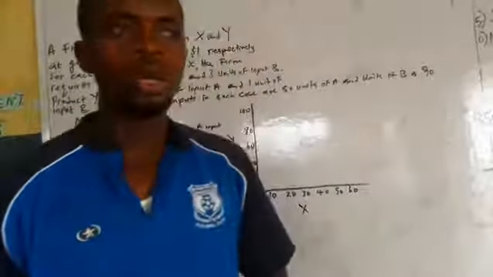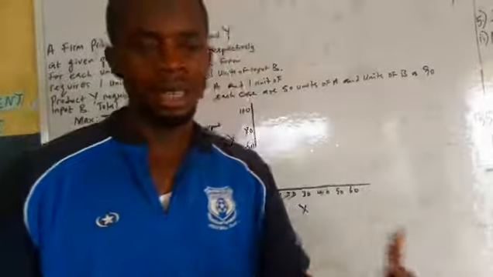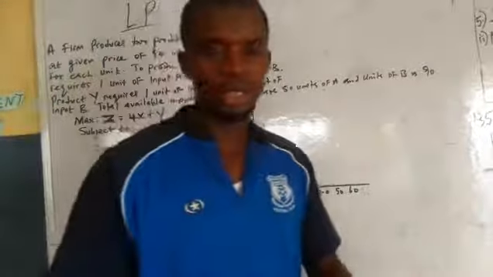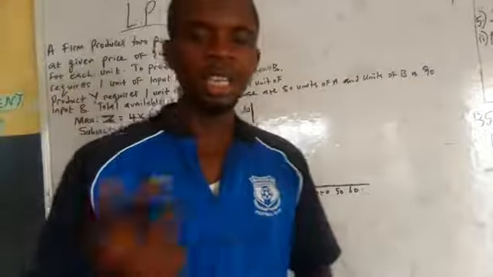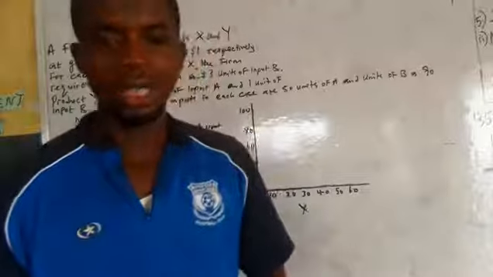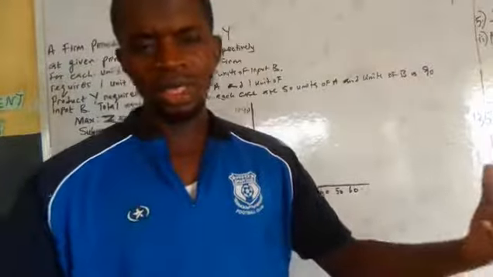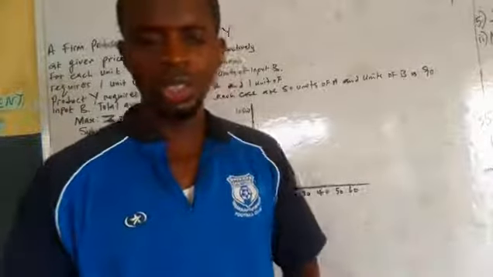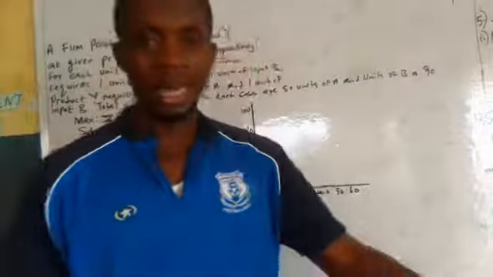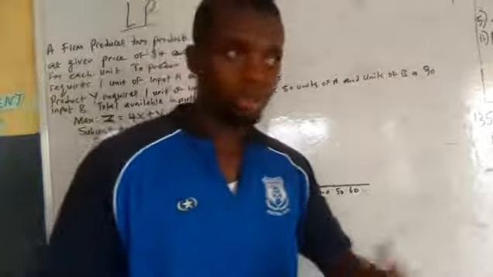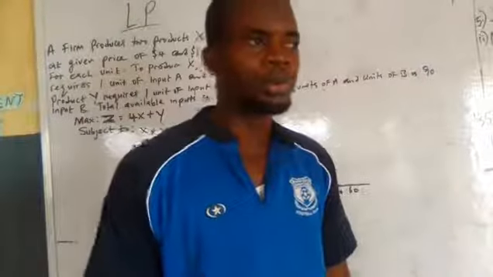Number two, you need to state the constraints. That is the limited resources you have. You need to state them. Then the third one is the non-negativity of the constraints. You should know that even with this scarcity of resources, your output cannot be negative. It can be 0 or greater than 0.